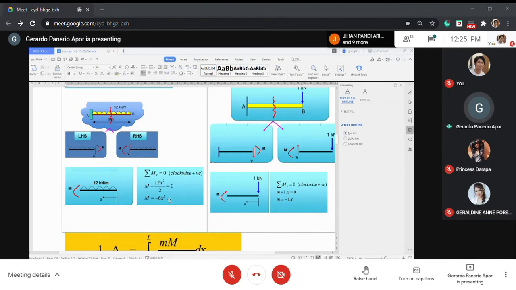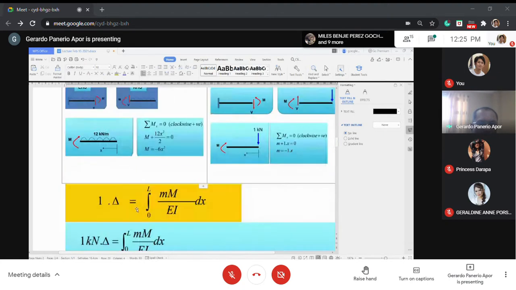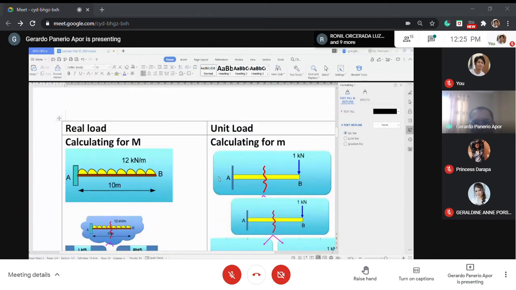Okay, so that means that the whole length of your beam is already somewhat taken or considered. The length of the beam is only 10 meters. This is your big M. Now, if we are going to determine the formula, it's only the small letter m. Now, let us work for small letter m, and the small letter m is what we call the unit load.